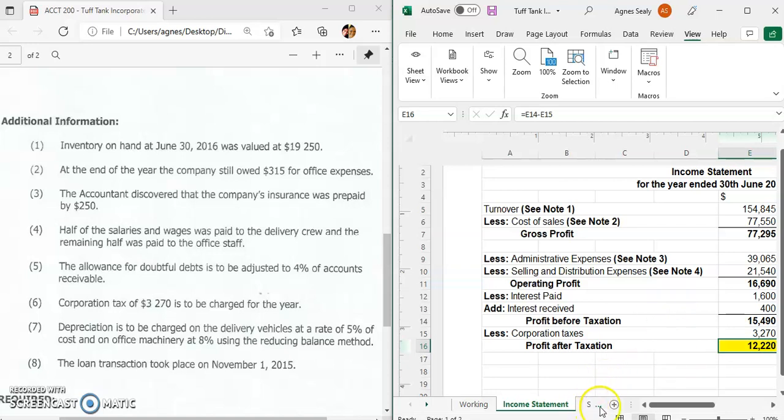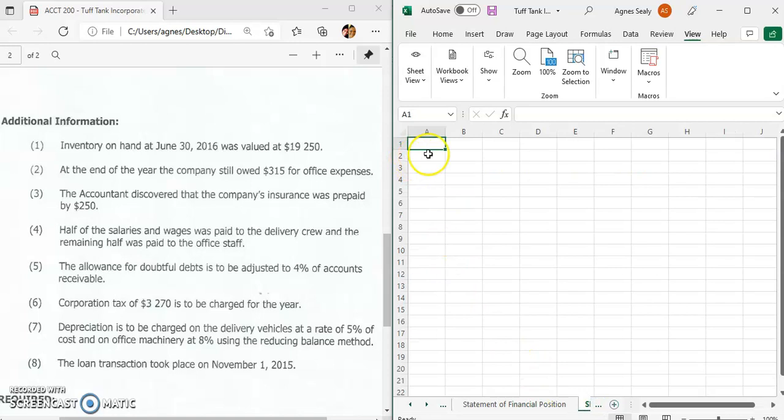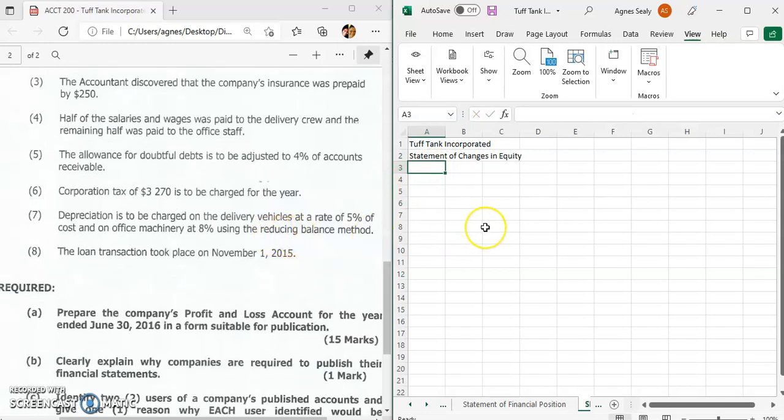So if you wanted me to do a brief demonstration, you would start here with, let's say, Tuff Tank Incorporated, and you would have your statement of changes in equity, and that will be for the year ended 30th of June 2016.